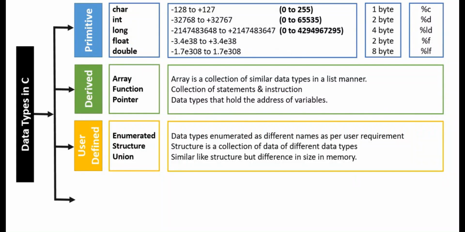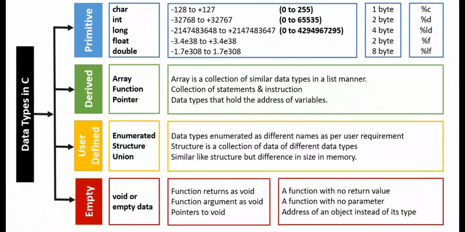Enumerated, that means the data types enumerated as different names as per user requirement. Structure, it is also a collection of data but of different data types. Union, similar like structure but difference in size in memory. And the last one is empty data type, that is void.